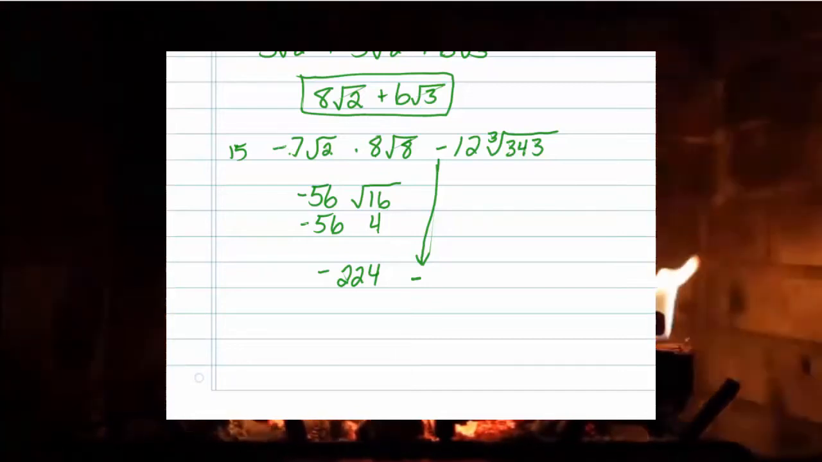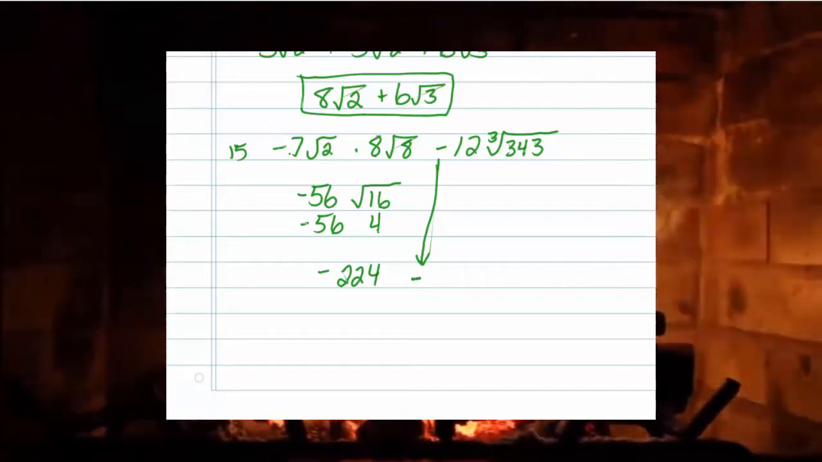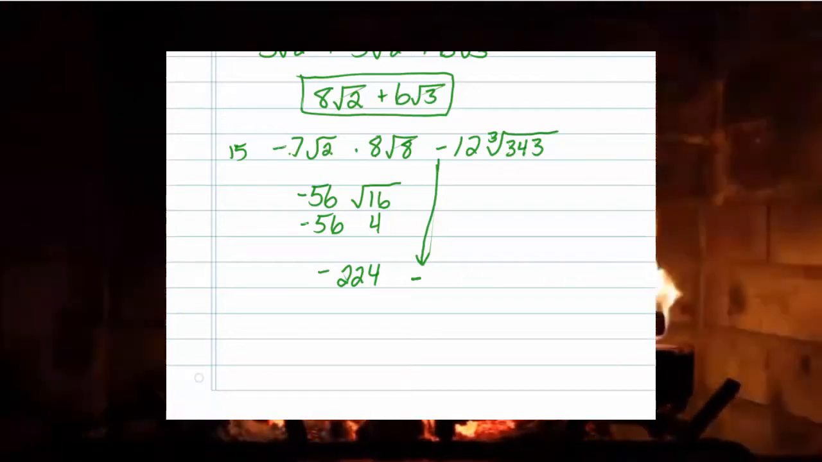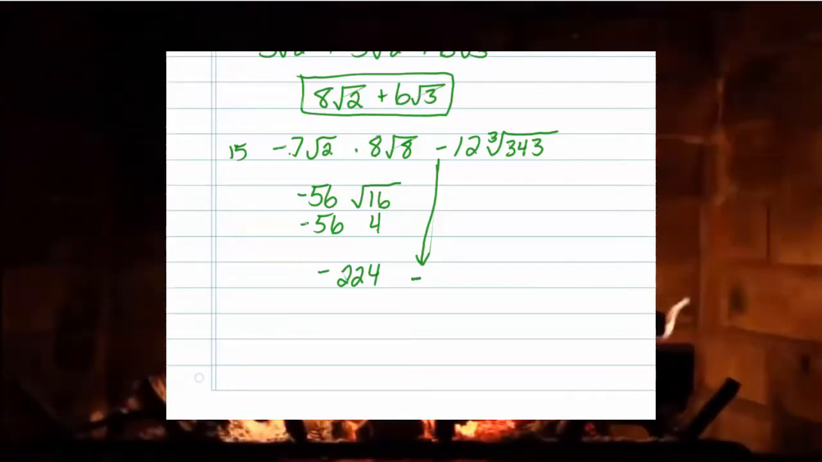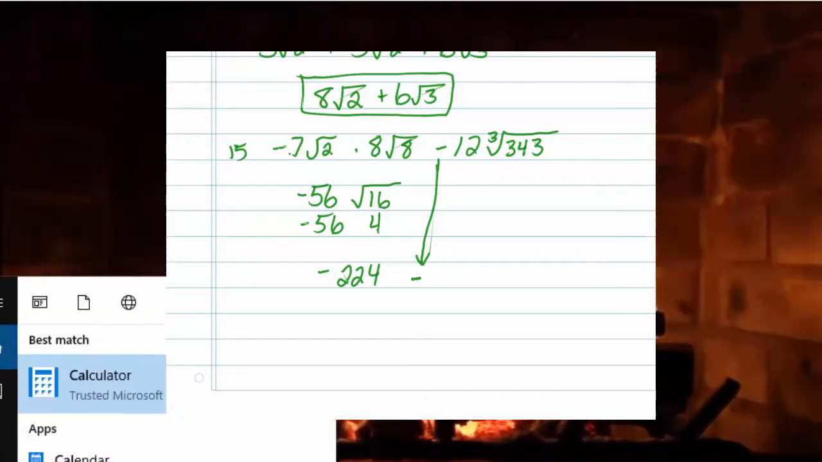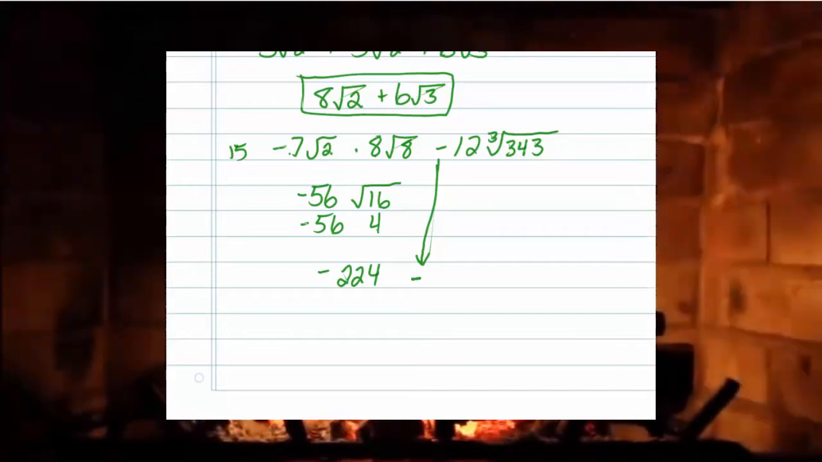Now remember, we were subtracting, so I'm going to bring that operation sign all the way down. And then we have 12 times the cube root of 343.